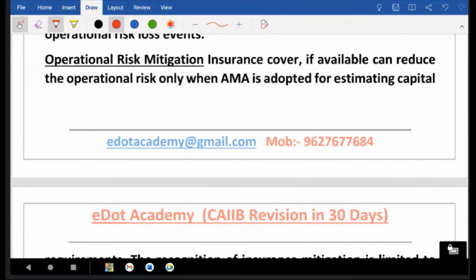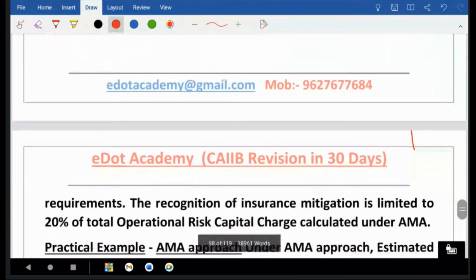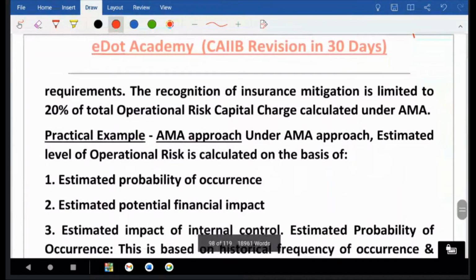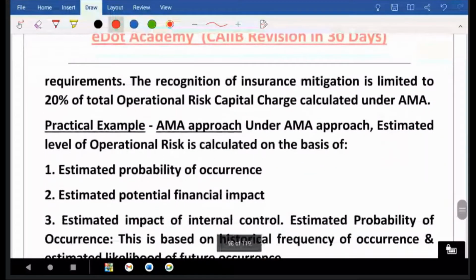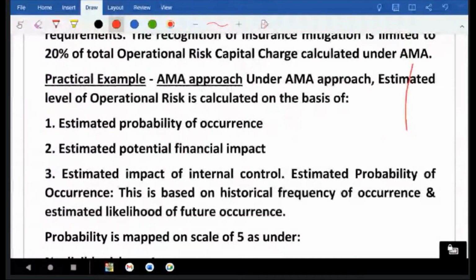This applies only when AMA is adopted for estimating capital. So for the advanced measurement approach, this insurance cover is a very good tool. But recognition of insurance mitigation is limited to 20% of the total operational risk capital charge calculated under AMA, that means the advanced measurement approach.